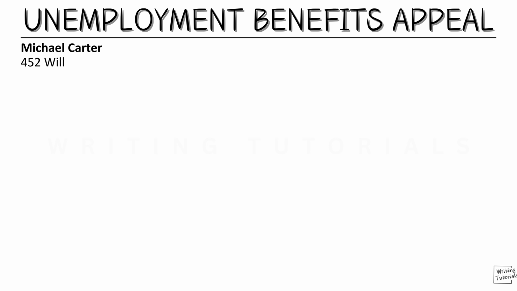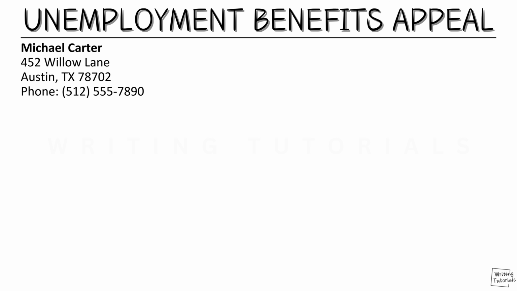Starting with your personal information. The first thing you'll need to include is your personal information. In our sample letter, Michael Carter starts with Michael Carter, 452 Willow Lane, Austin, Texas 78702. Phone: 512-555-7890. Email: michael.carter@email.com. This section is very straightforward but critical. It gives the appeals department everything they need to identify your claim and contact you. Always include your full name, address, phone number, and email. Double-check for accuracy to avoid any delays or confusion.